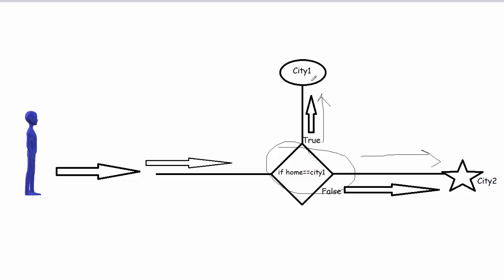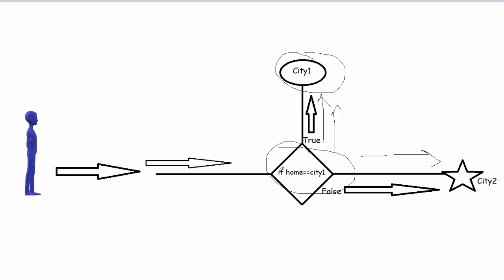If his home is in city 1, then he will definitely turn left here. So the condition is: if home is city 1. We have already studied flow charts, and this diamond symbol is about decision making, and in it we write the decisions. Here, if home equals city 1, so if this person's home is in city 1, he has to turn left, the true case.